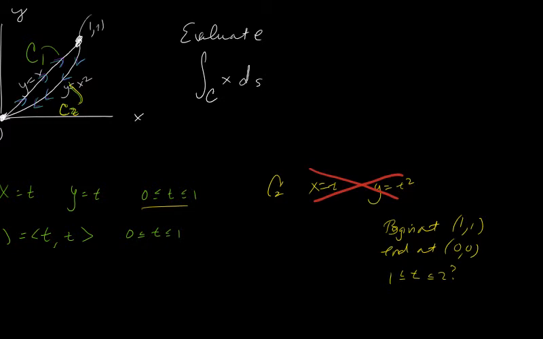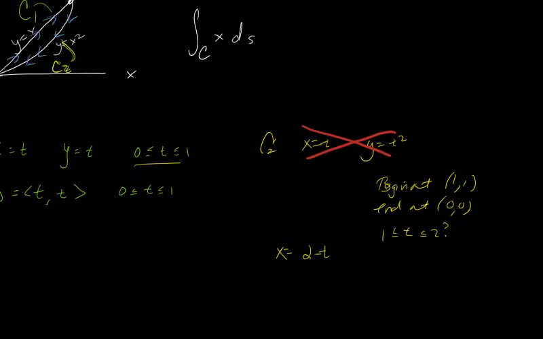I need to be at 1. Well, if I'm going to start at 1, that would work, except I can't just say let x equal 1, because x isn't constant at 1. So what if x was equal to 2 minus t? Would that give us the point 1, 1? Would that give me x equal to 1? And the answer is yes, it would.